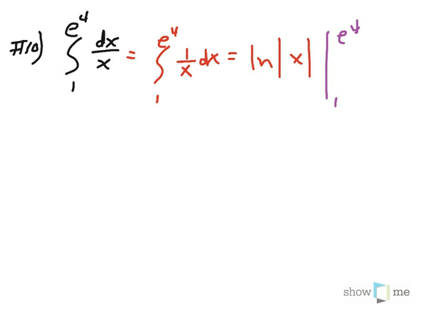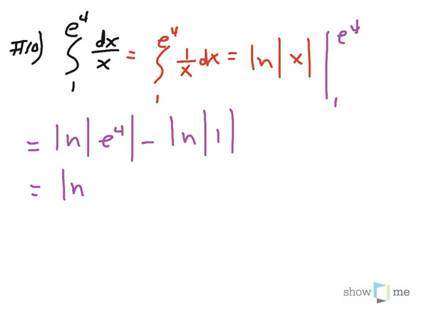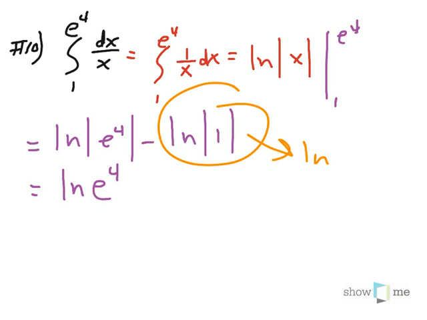Which means we're going to take e to the 4th, put it in for the x, then subtract from that, putting in the 1 for the x. e to the 4th. e is a number. It's 2 point something. 2 point something to the 4th is going to be positive. So we don't need the absolute value bars. We can just say natural log of e to the 4th. Natural log of the absolute value of 1 is the same as natural log of 1, which is 0.